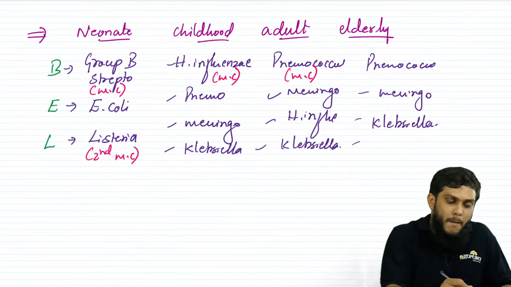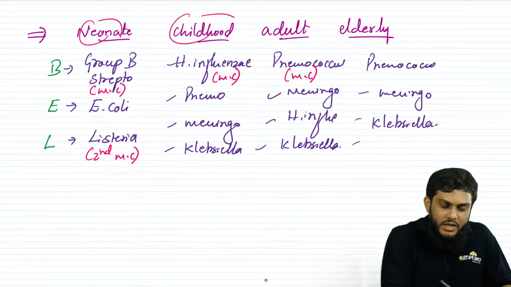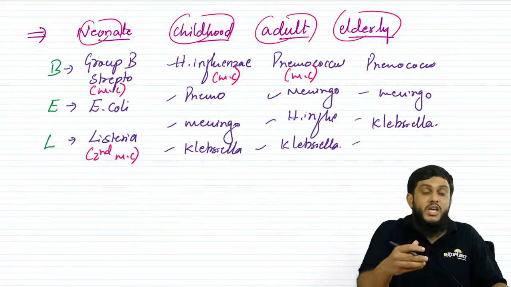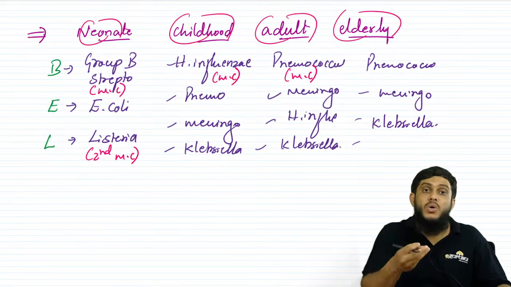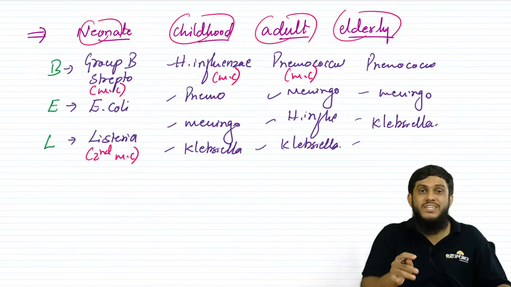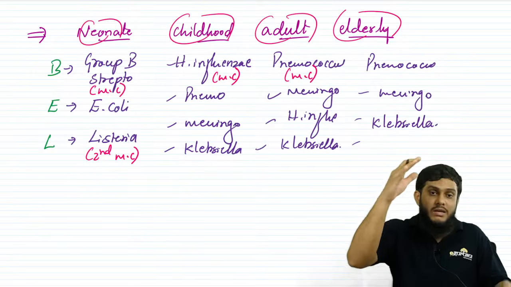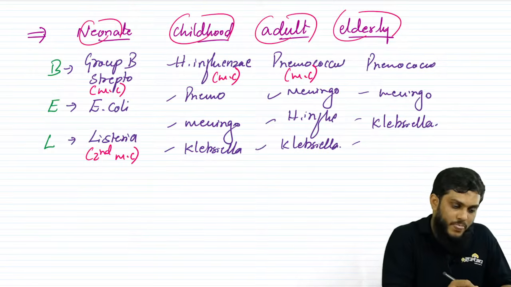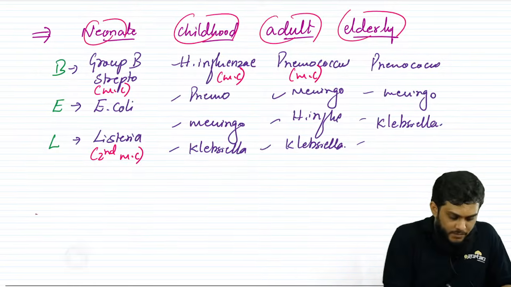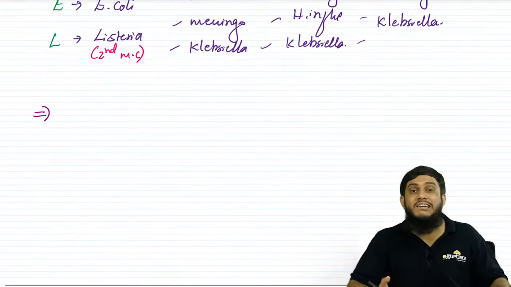So clinically, based on the age group, we can presumptively think of the differential diagnosis or the causative agent. So this is the second thing: based on the age group, how can we narrow down the diagnosis? Now the third important point in the clinical diagnosis.